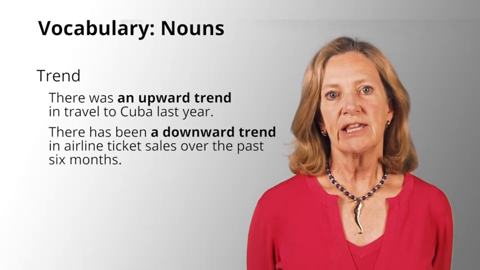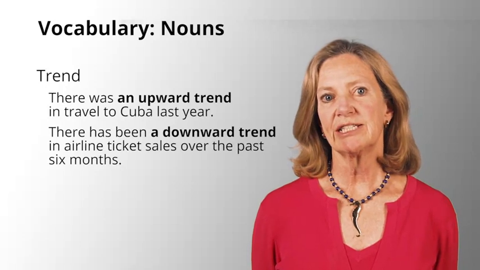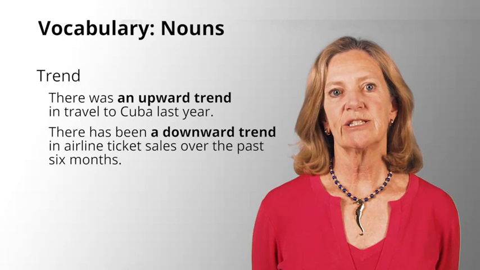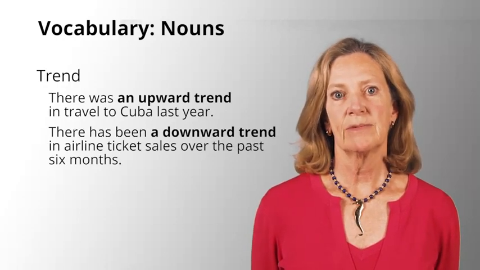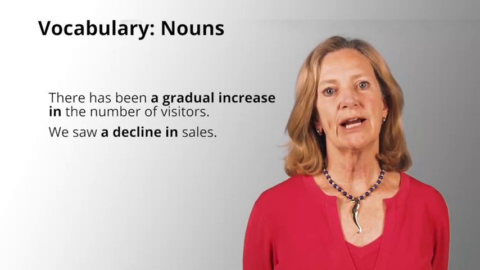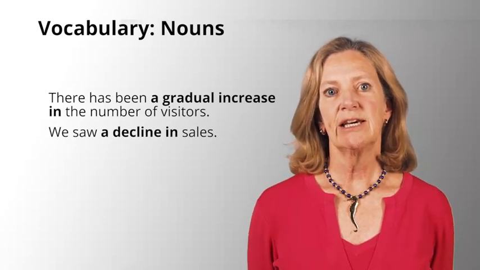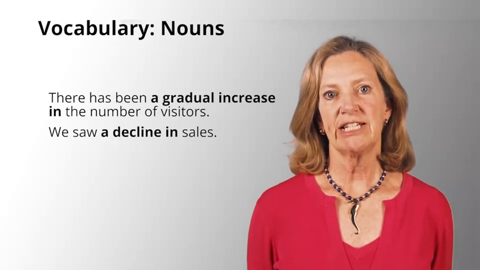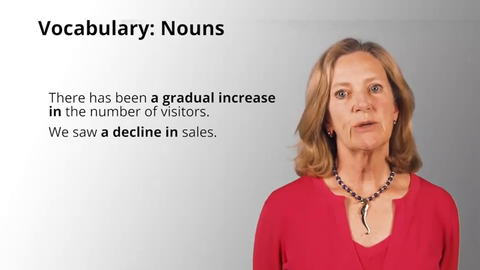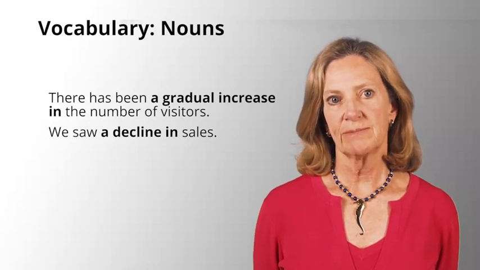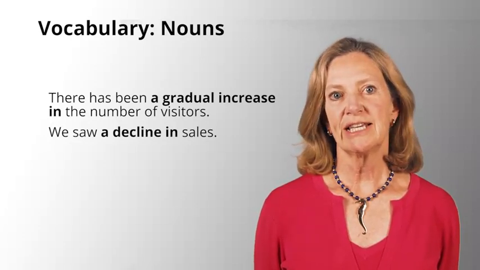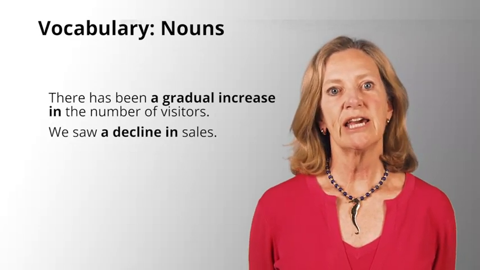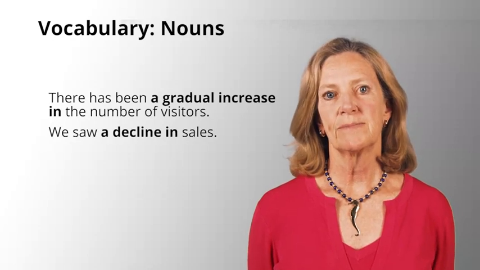For example, there was an upward trend in travel to Cuba last year. Or, there's been a downward trend in airline ticket sales over the past 6 months. You could also say a decline or a gradual decrease or increase. Notice that the preposition in is used with the following noun that had the change. There's been a gradual increase in the number of visitors. We saw a decline in sales. And notice that we introduced these noun phrases with expressions like there was or we saw.